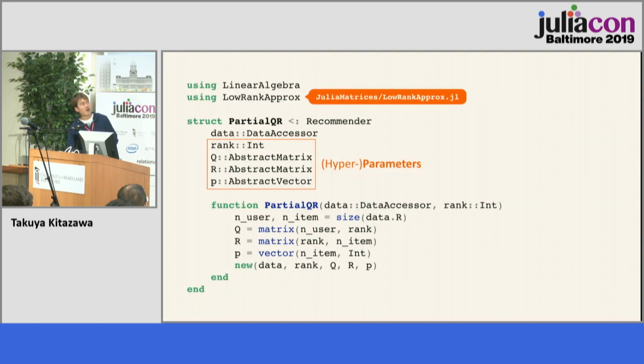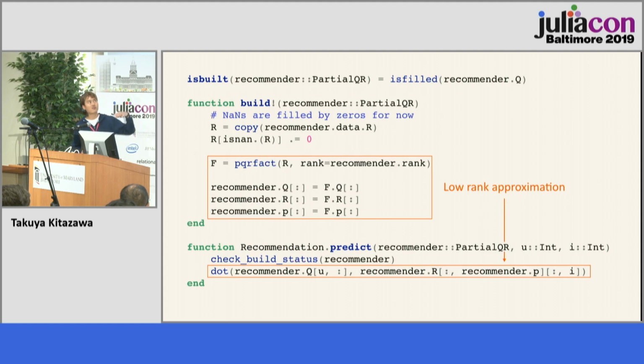So, for example, if you use the LowRankApprox package, which comes from the JuliaMatrices organization, you can create a new recommender type called, for example, PartialQR, which depends on the base Recommender package. On top of that, you can simply add some hyperparameters or model parameters and initialize it. The only thing you have to implement here is how to build a recommender from the data that comes from the data accessor, or how to make a prediction for your target user. You can write a couple of different pieces of code, and you can just make recommendations on top of that.